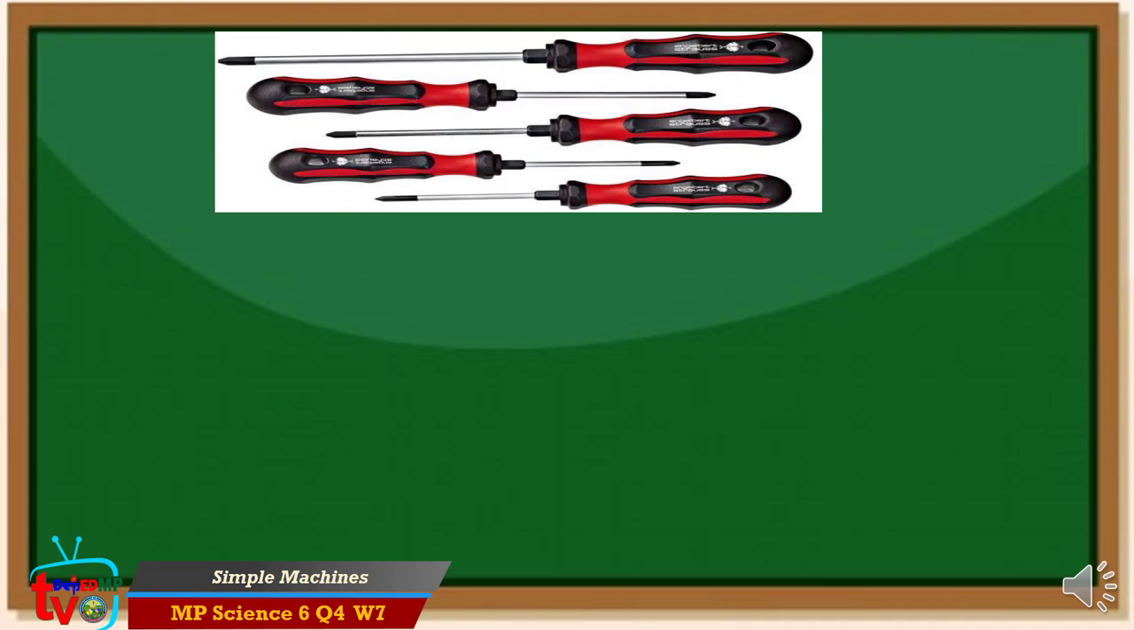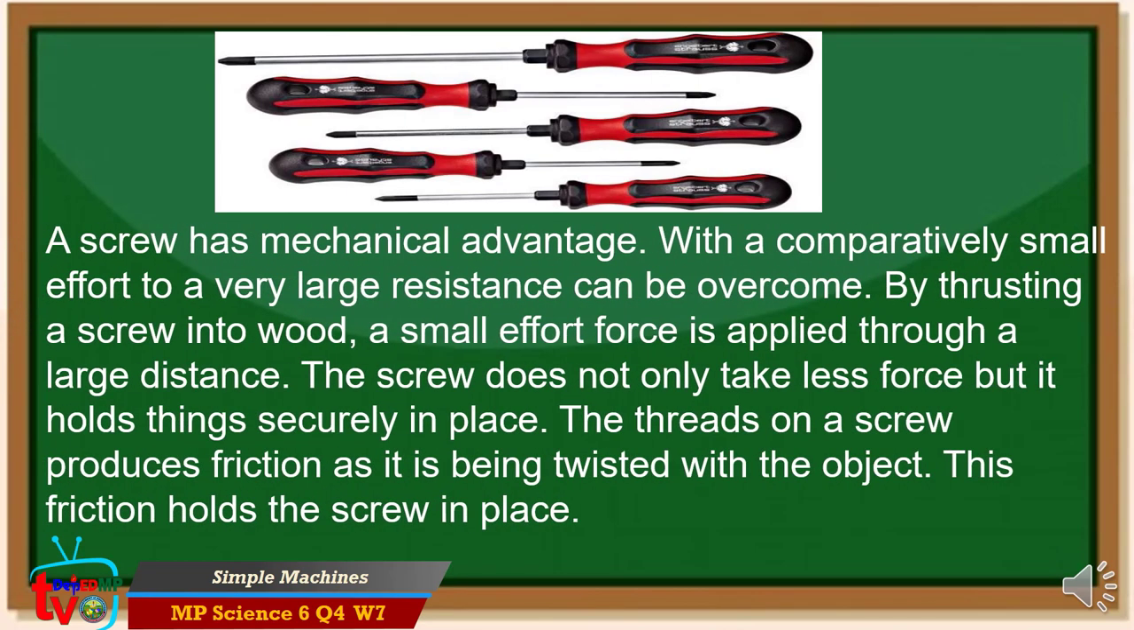The next is a screw. A screw has a mechanical advantage with which a comparatively small effort to a very large resistance can be overcome. By thrusting a screw into wood, a small effort force is applied through a large distance. The screw does not only take less force, but it holds things securely in place. The threads on a screw produce friction as it is being twisted into the object. This friction holds the screw in place.